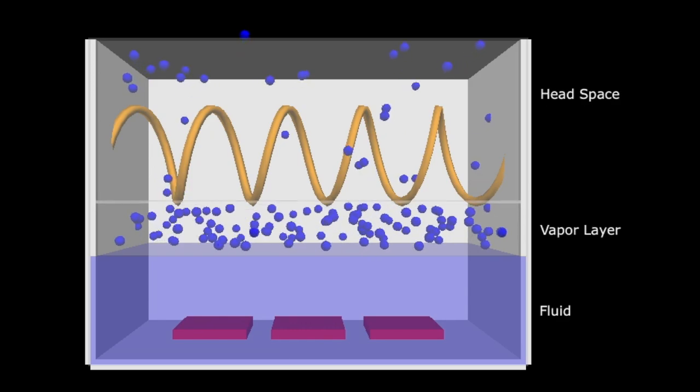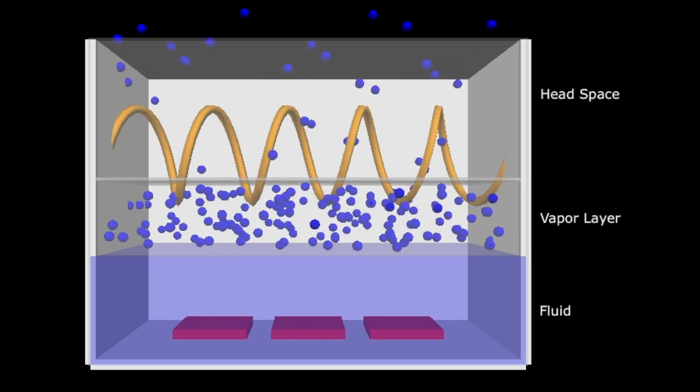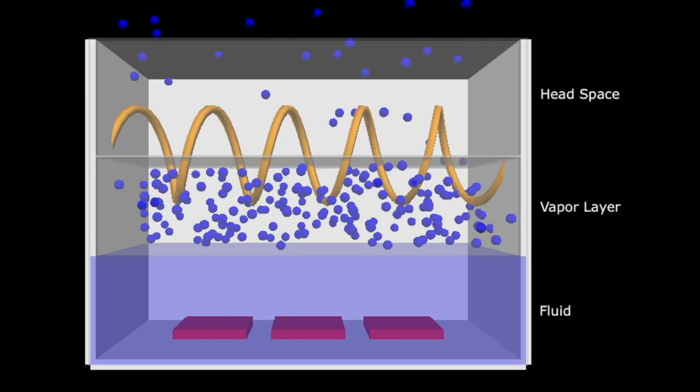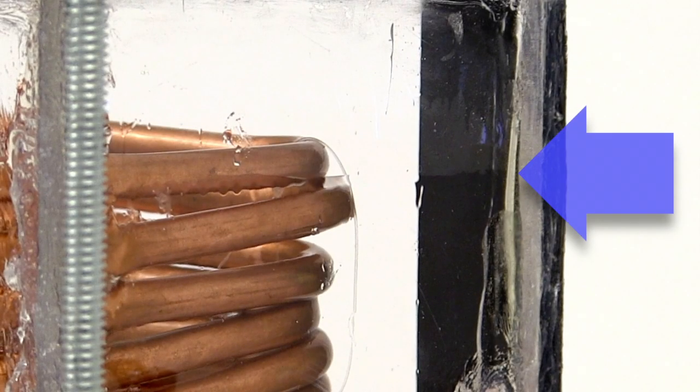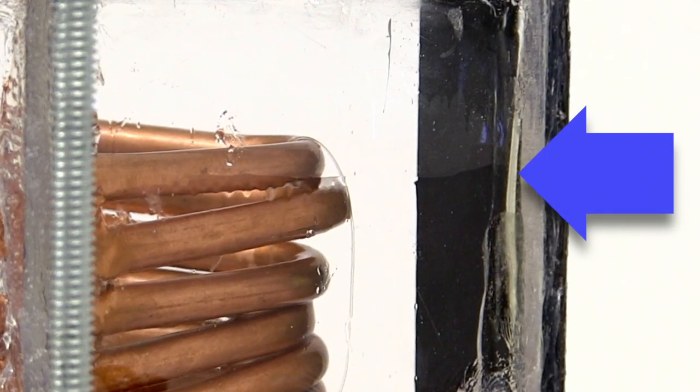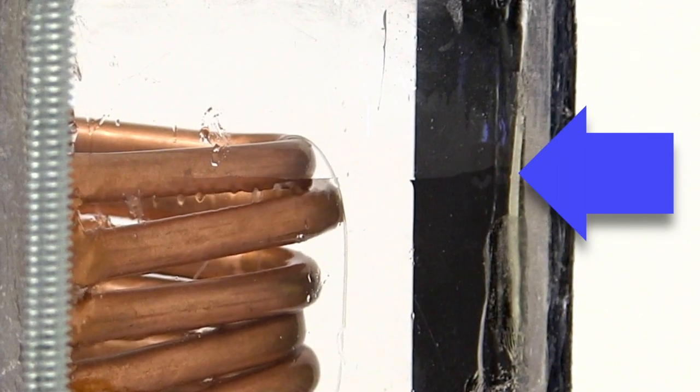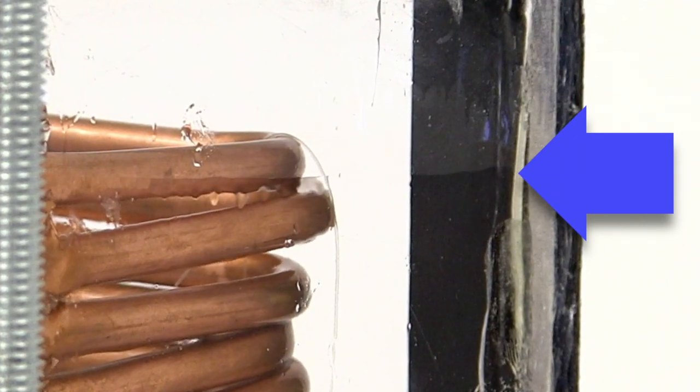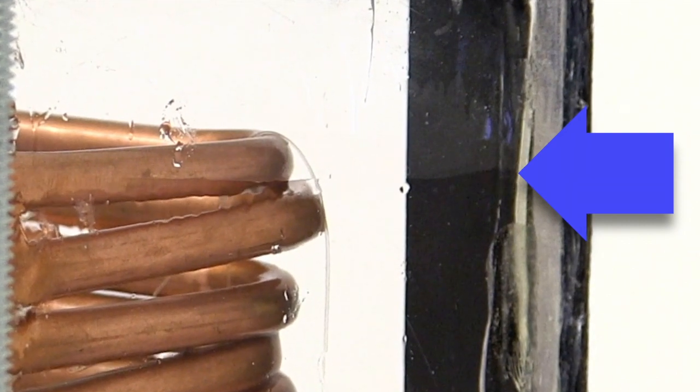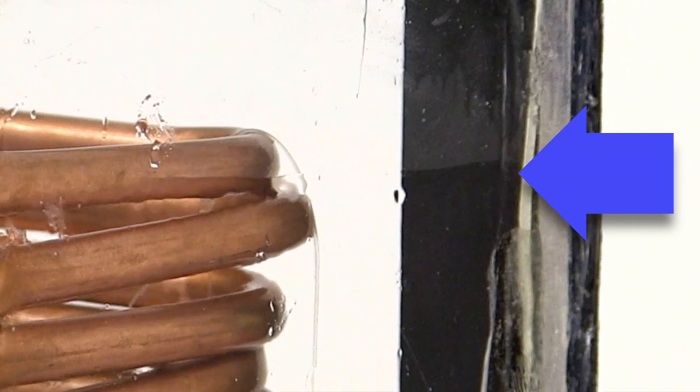The vapor will rise into the condenser, then condense and drop back into the tank. This stops the vapor layer from rising further. Here, we can see the top of the vapor layer as a line of condensation along the side of the container. The vapor layer is composed only of the vapor from the fluid, while the headspace above it has both air from the atmosphere as well as fluid vapor.